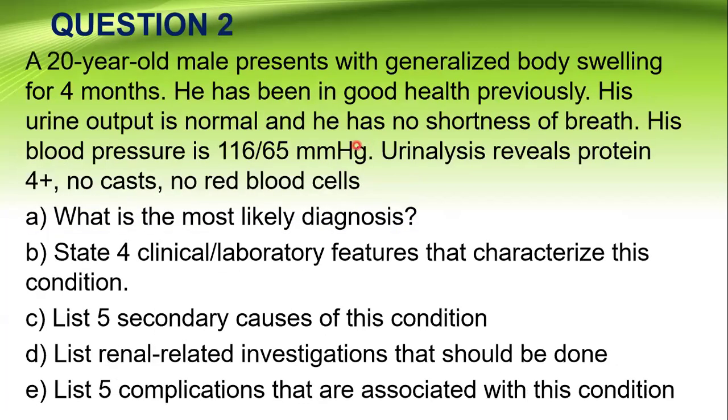Okay, question two. A 20-year-old male presents with generalized body swelling for 4 months. He has been in good health previously. His urine output is normal and he has no shortness of breath. His blood pressure is 116 over 65 millimeters mercury. Urinalysis reveals protein 4 plus. No casts, no red blood cells. What is the most likely diagnosis?